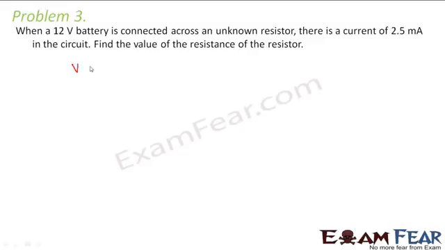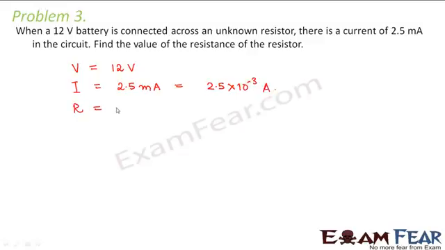So what is given here? A battery of 12 volts. That means this battery is capable of producing a potential difference of 12 volts. I told you before also that potential difference is generated by cells or batteries. So what is the amount of current that is flowing through the circuit? That is 2.5 milliamperes, which can be written as 2.5 into 10 to the power minus 3 amperes.